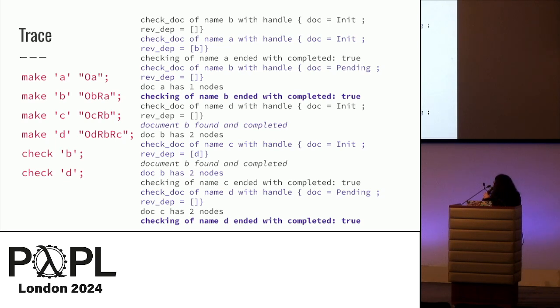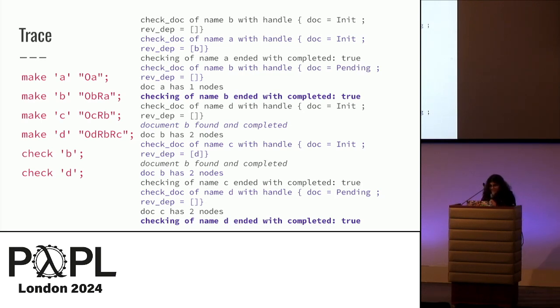Here's an example. It looks like a lot of text, but all I'm doing is making document A, then B, which depends on A, and C, which depends on B. And then I'm making D, which depends on B and C. I say I want to check B.